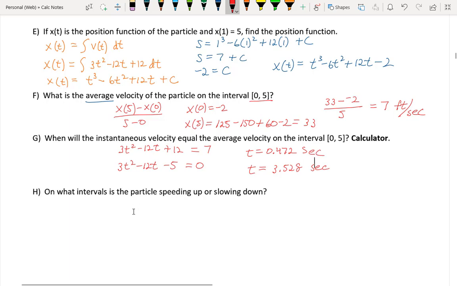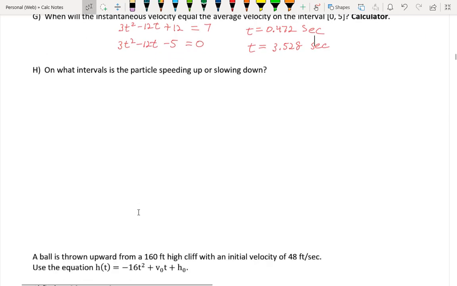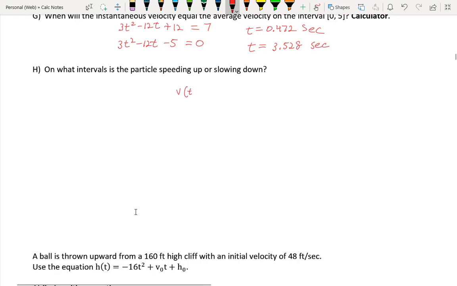Alright, where's the particle speeding up or slowing down? Again, we're looking for when they're both positive or both negative, or when the signs are different. Now again, we did v of t up top. When we did that one in the very first part, we got this chart. We had 0 and 2 as our critical numbers, and v of t was positive and positive, if you remember from up top.